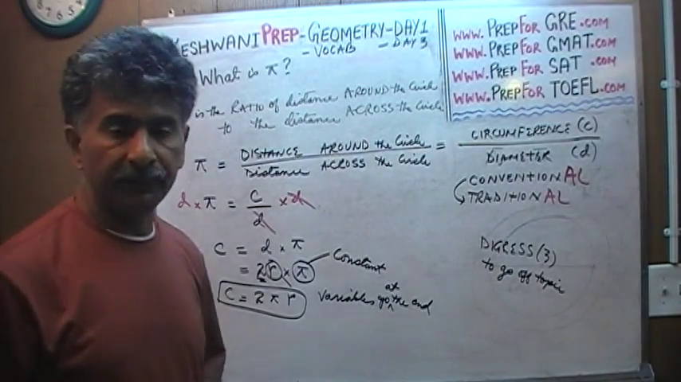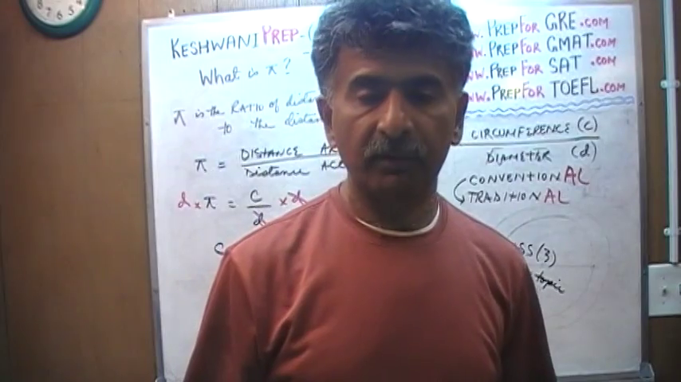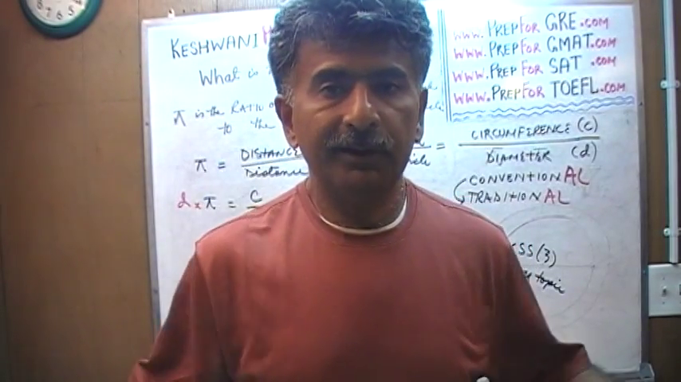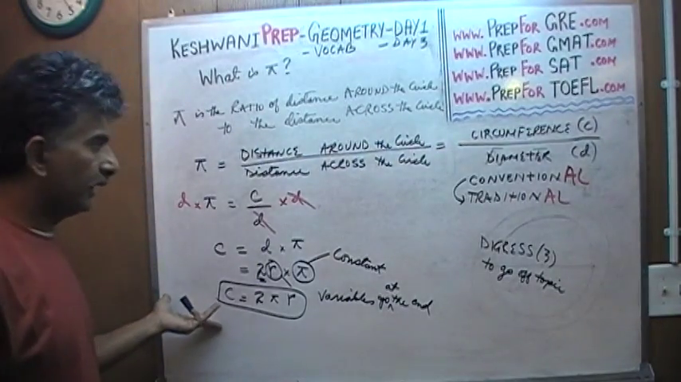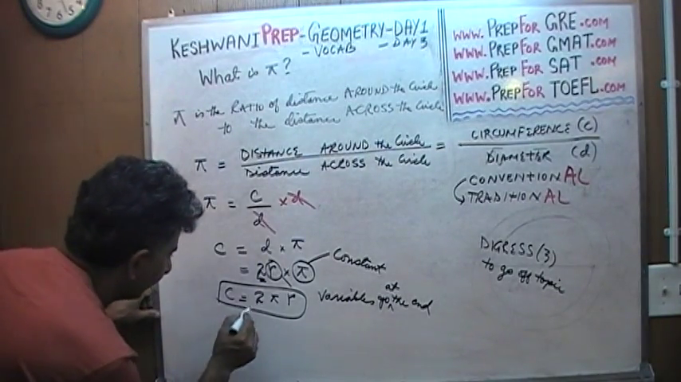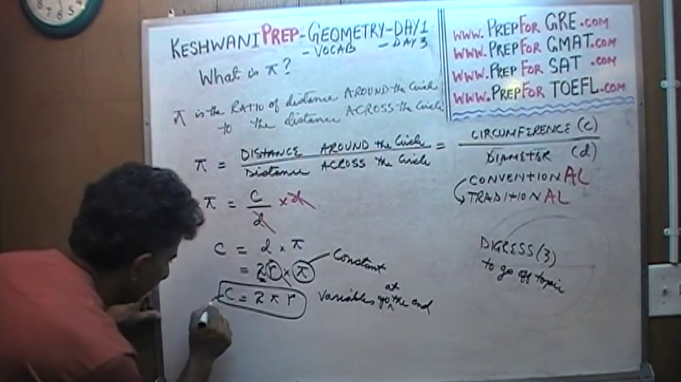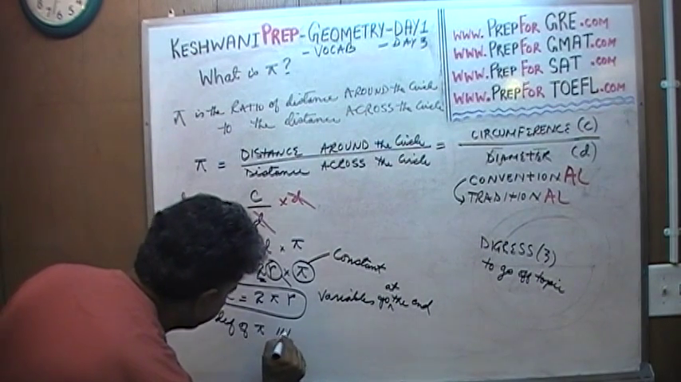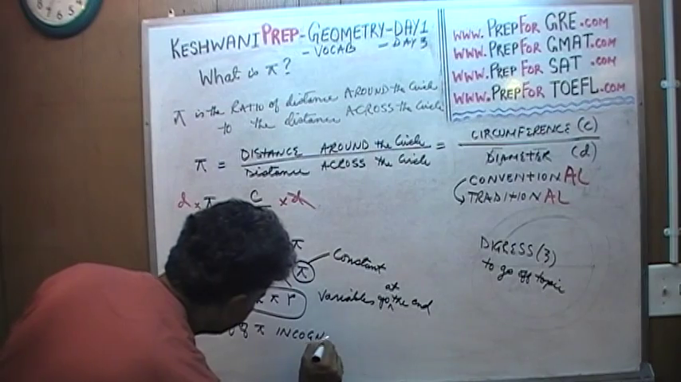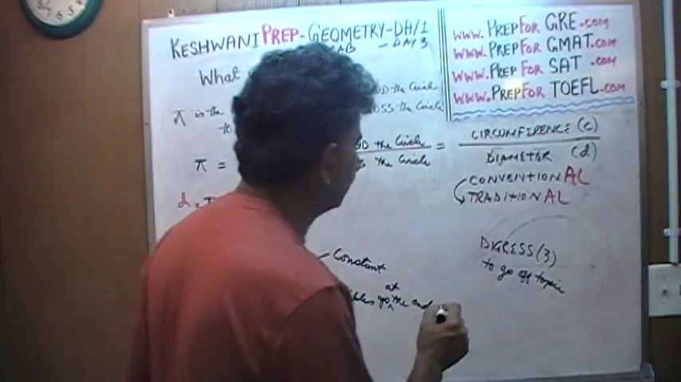So what did we just learn? The so-called formula for circumference is nothing more than the definition of pi incognito. There is your definition of pi. This box here actually is the definition of pi incognito. What does incognito mean?